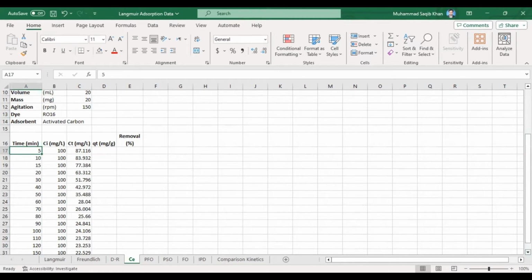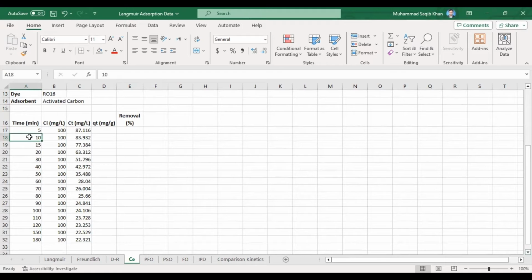We took the readings at 5 minutes, 10 minutes, 15 minutes, 20 minutes. Till 20 minutes, the sampling interval was 5 minutes. After 20 minutes, our interval was 10 minutes, from 30 minutes till 120 minutes. After 2 hours, our time interval was 30 minutes: 150 minutes and 180 minutes. So in total, we ran the experiment for 3 hours. We got a concentration for each time interval.